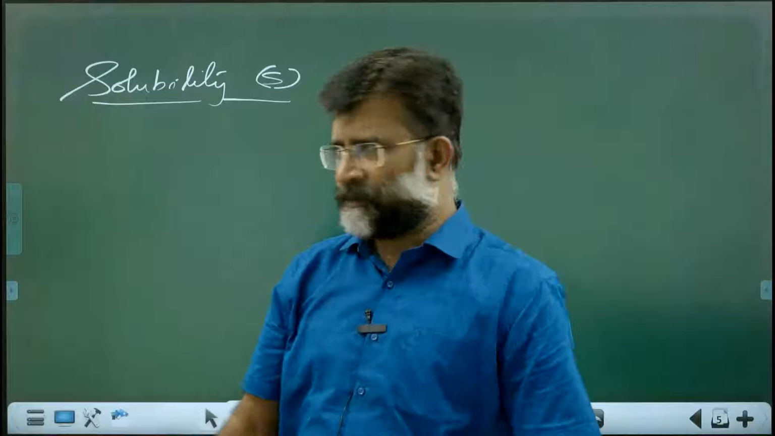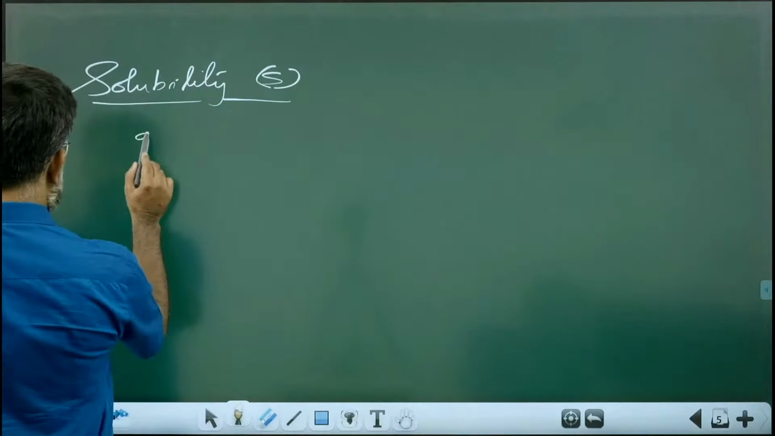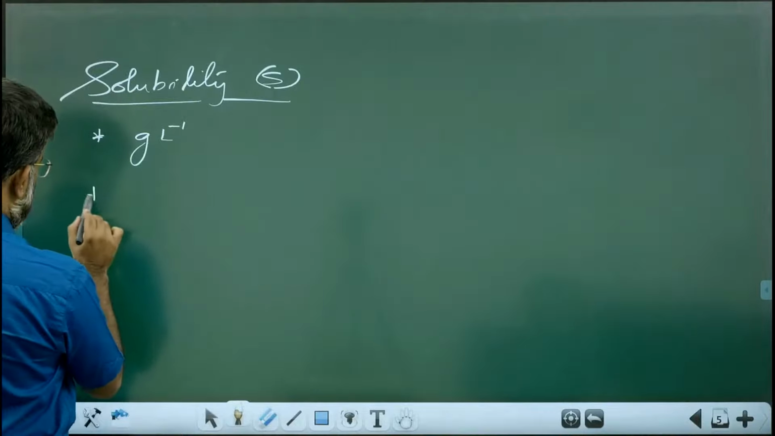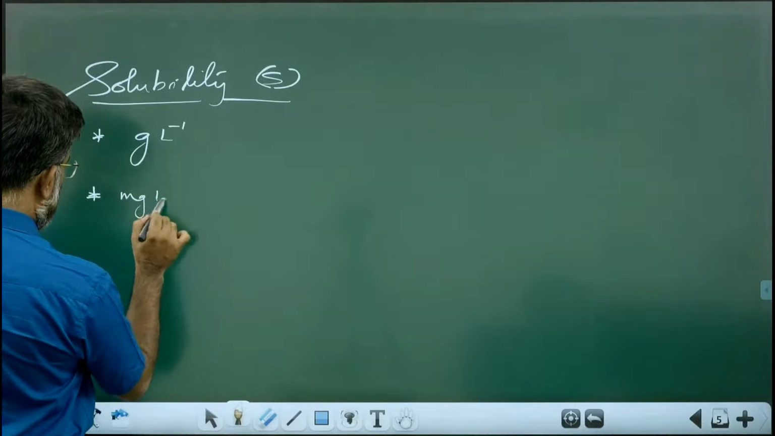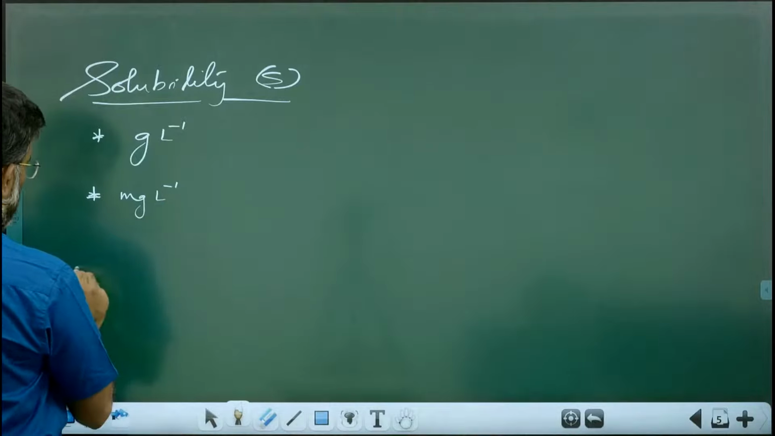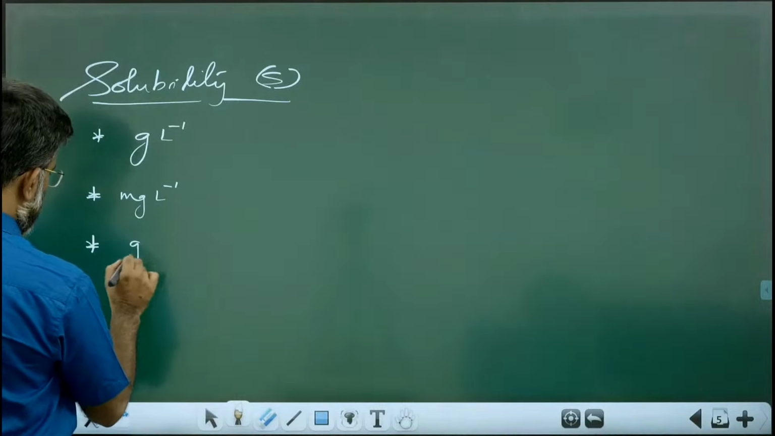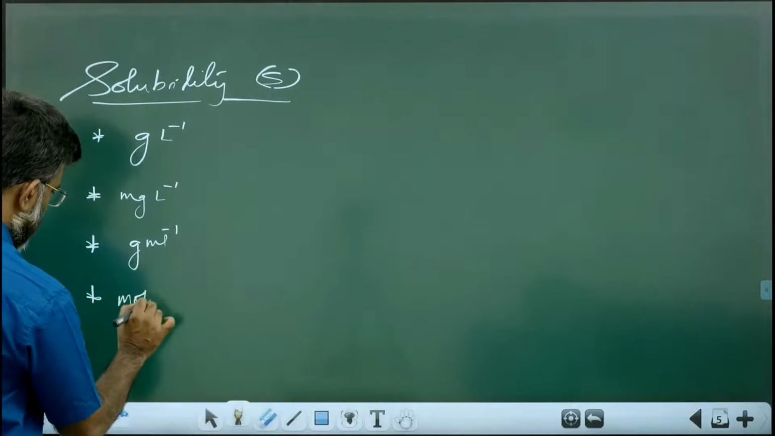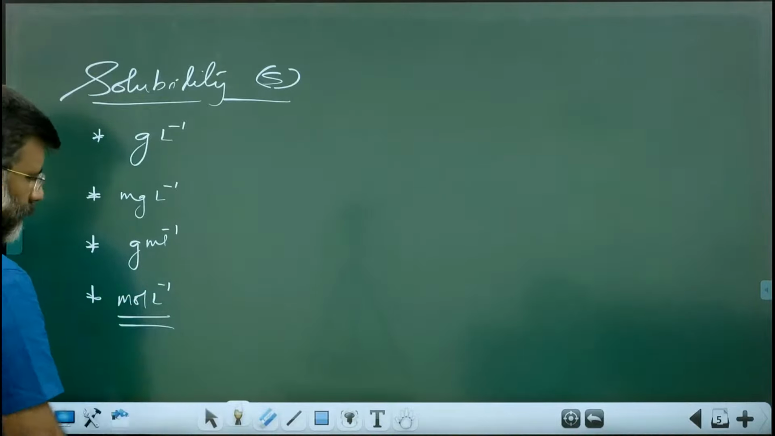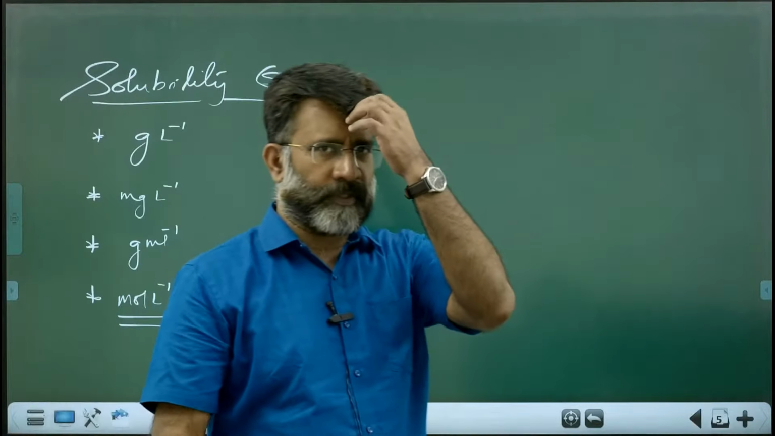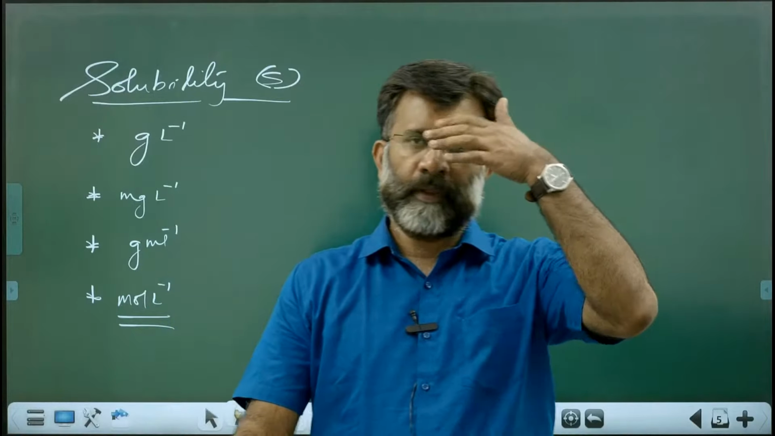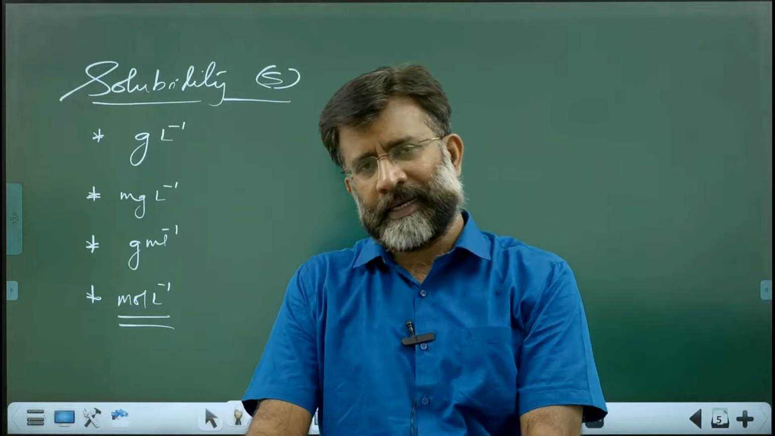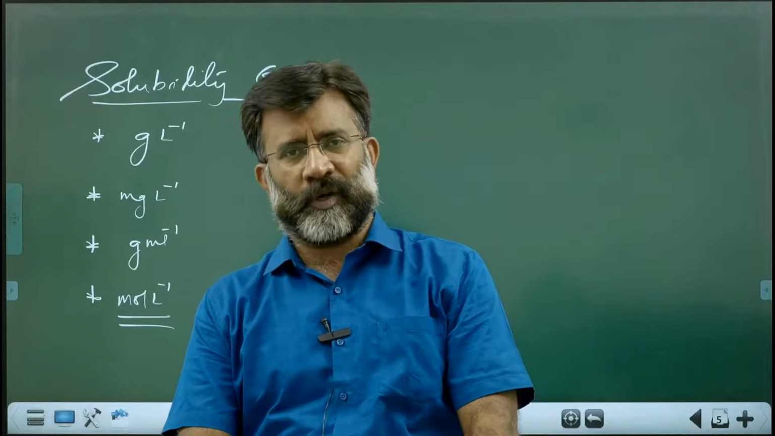Solubility can be expressed in gram per liter. Solubility can be in milligram per liter, that is what ppm is. Solubility can be gram per ml. Solubility can be mole per liter, that is molarity. There can be different ways of expressing solubility, different units and different concentration terms that we can make use of.